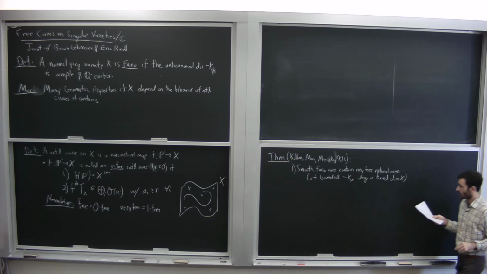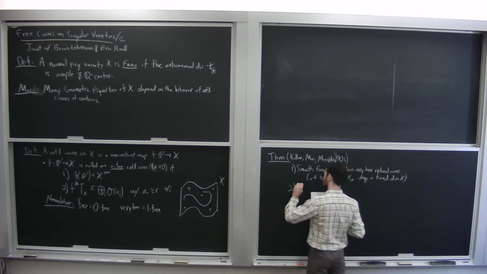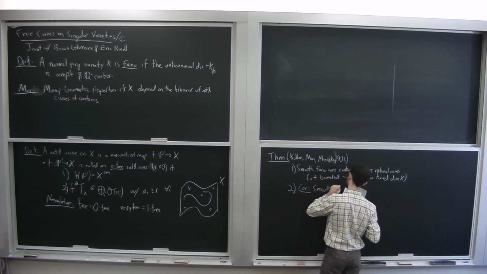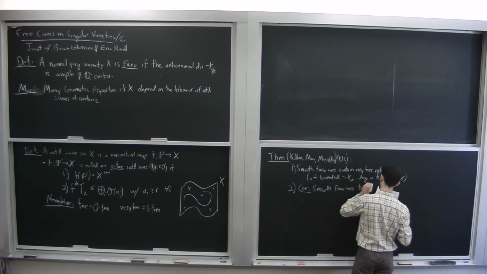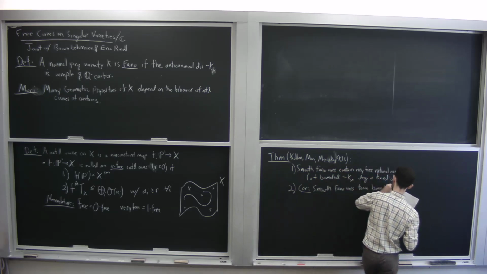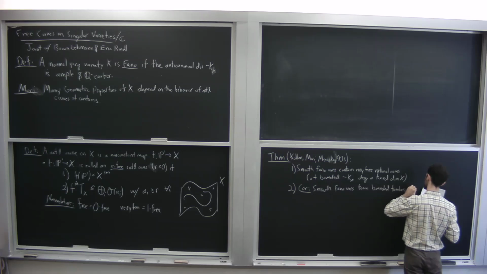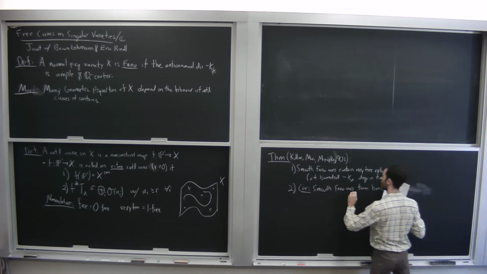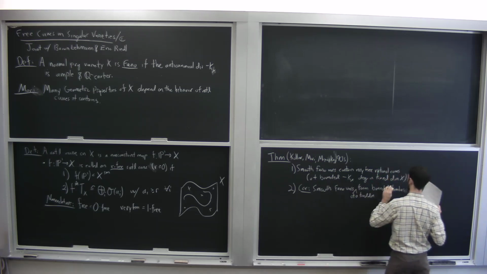Okay. And so a major corollary of this was the first proof of the following fact. Smooth Fano varieties of a fixed dimension form a bounded family, in each dimension.